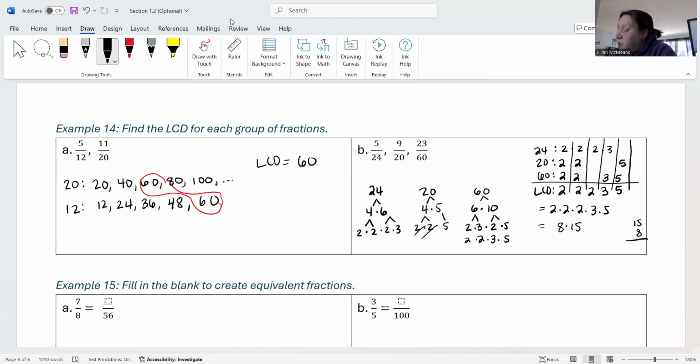5 times 8 is 40, so I keep a 0. I carry a 4. 8 times 1 is 8, plus 4 is 12. So the LCD here is 120.